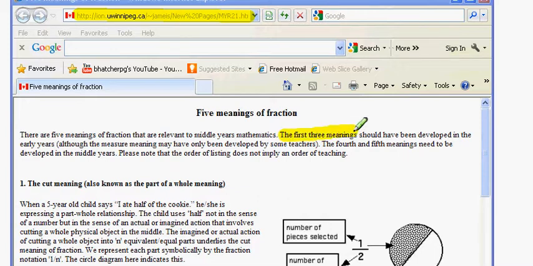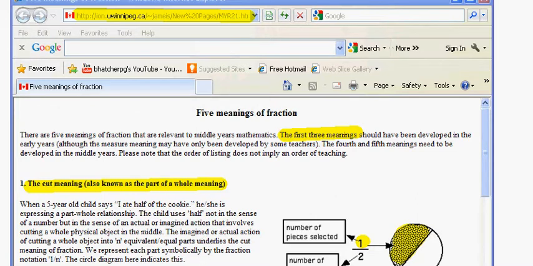As they say here, the first 3 meanings should be developed earlier on, and then the 4th and 5th meaning need to be developed in the middle years, but definitely before they get to high school. The first one I want to talk about is the cut meaning, also known as the parts of a whole meaning, and this is the one we're most familiar with, and the one that most students work with. This is the one most teachers talk about, where the top of the fraction is the number of pieces that you're highlighting or coloring in, so that's the shaded region here, and the bottom number is the denominator, and it tells us how many pieces it's being cut into.